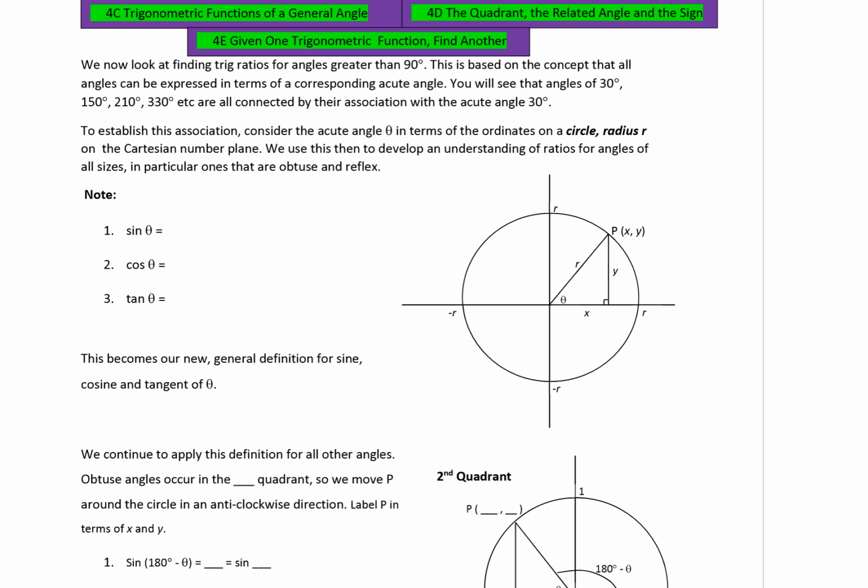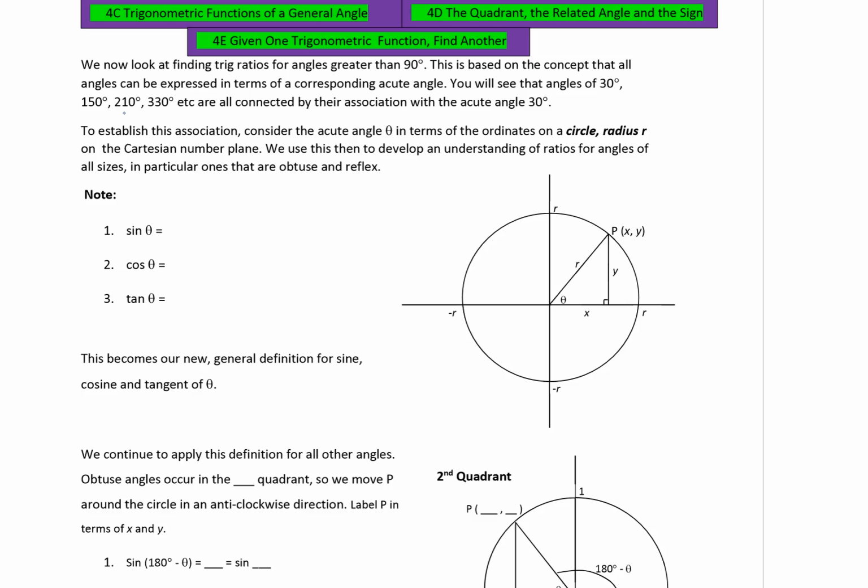So you'll see there's a connection between 30 degrees, the acute angle 30, then the obtuse angle 150, and the reflex angles of 210 and 330. So all four of those angles are connected. And all we have to do is find the pattern that connects them.